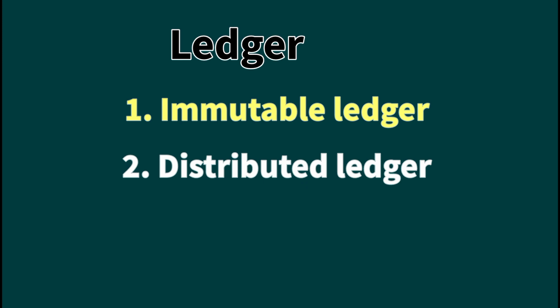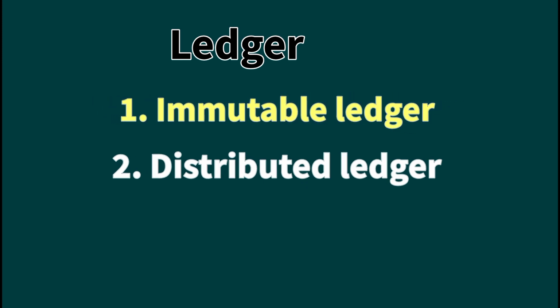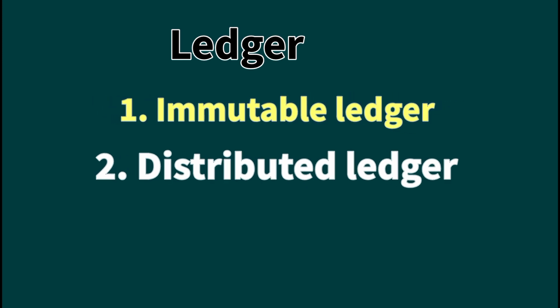An immutable ledger is a type of ledger whose information cannot be easily altered or changed. And the ledger which can be easily accessible by the public is known as a distributed ledger.